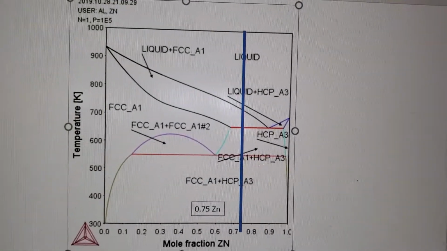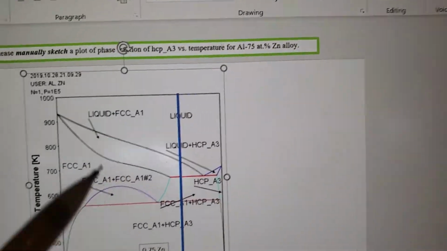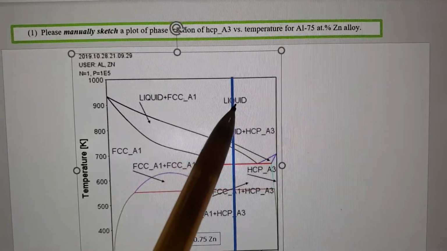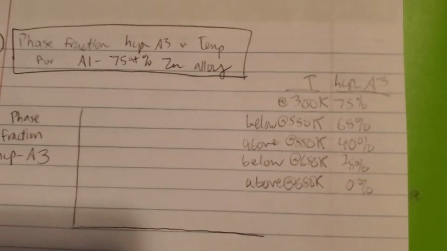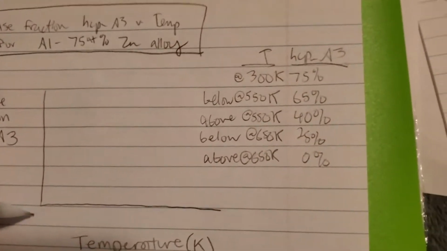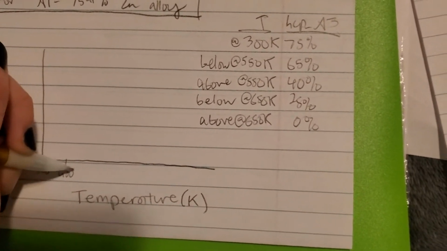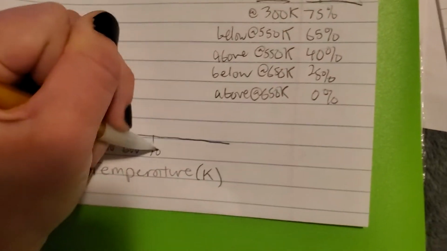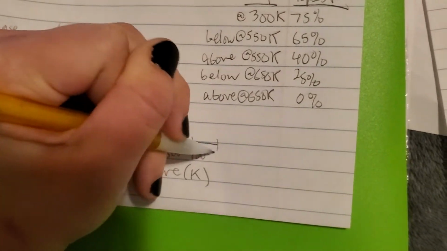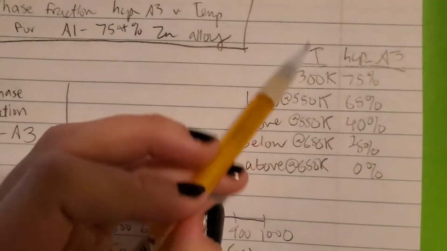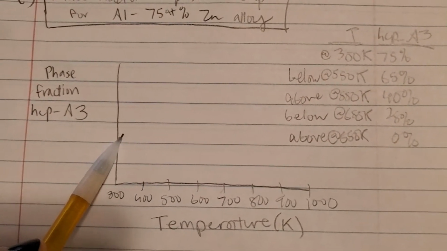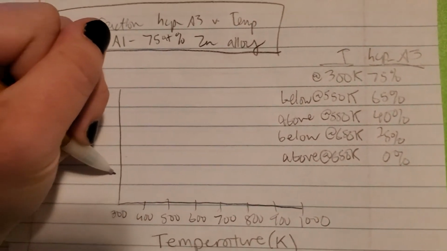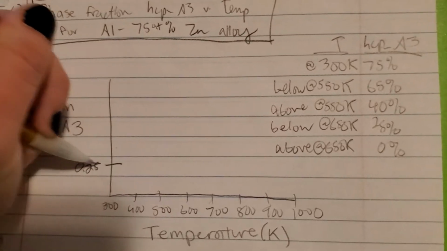So now we're good to go in using these values. We know if it goes above liquid plus FCC A1, it just goes up to liquid. So we have all the values that we need to plot this graph. So we can do the axis marks for this, 300, 400, and so on. And then we'll use our values here as part of the phase fraction on the side. So we'll do values of 0.25. I'm just converting percentage to fraction.